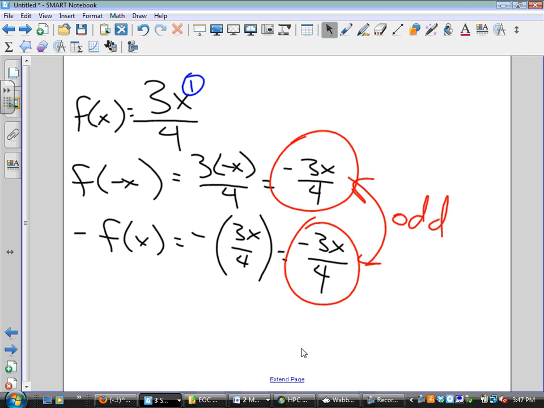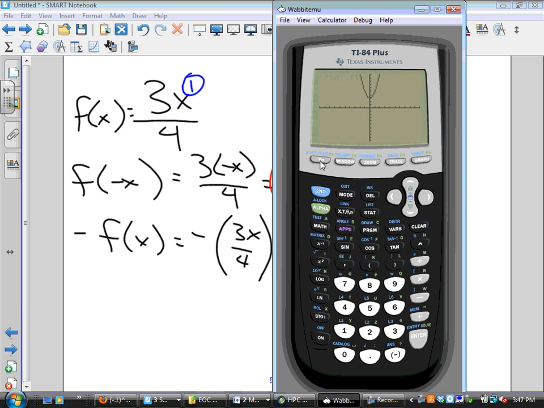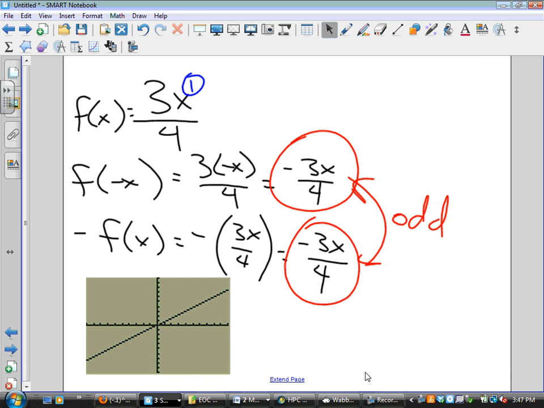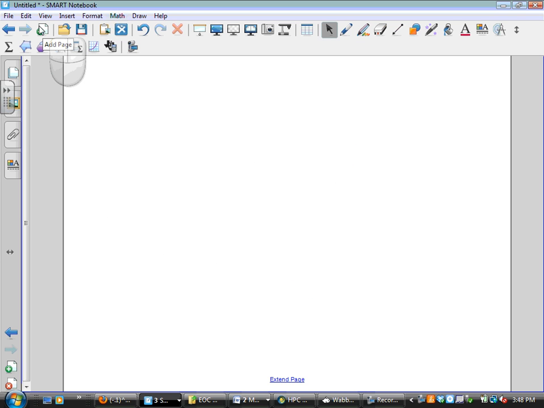Looking at the other function, if we were to graph that, y equals 3x divided by 4, that function is a line that goes through the origin, and that is symmetric with respect to the origin, which is a little bit easier to see in a line here. And any odd function is going to be symmetric with respect to the origin. So I would like for you to be able to do this both graphically as well as algebraically, as we did at the beginning. Okay, number 3 is a calculator question.